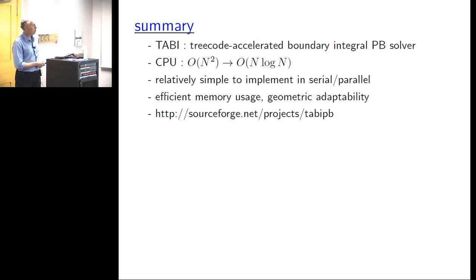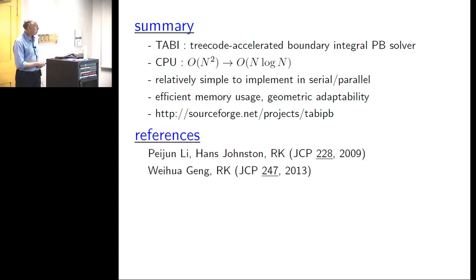It has efficient memory usage. It's geometrically adaptable, so that's important, I believe. We're hoping to try this out on things like membranes, possibly other structures, DNA as well. And the code is available at SourceForge. And the references for this work: the Treecode was developed in this paper, in the Journal of Computational Physics. And with Weiwa, we published these results I presented today, also in the JCP last year.